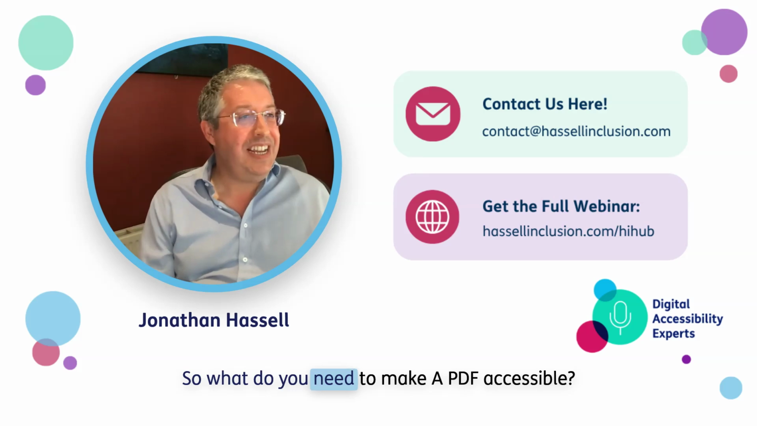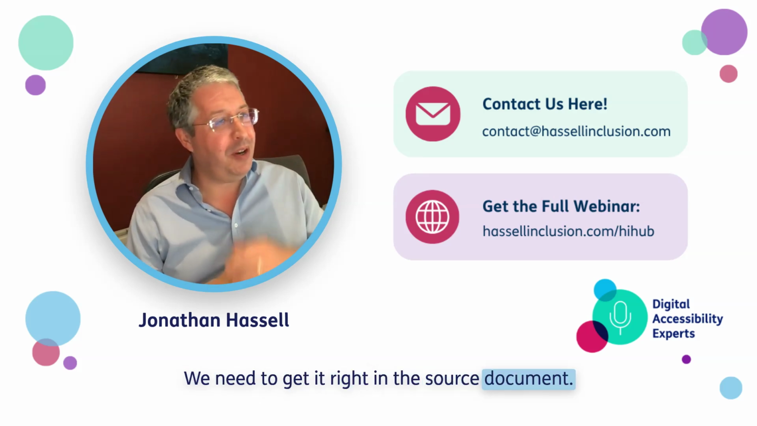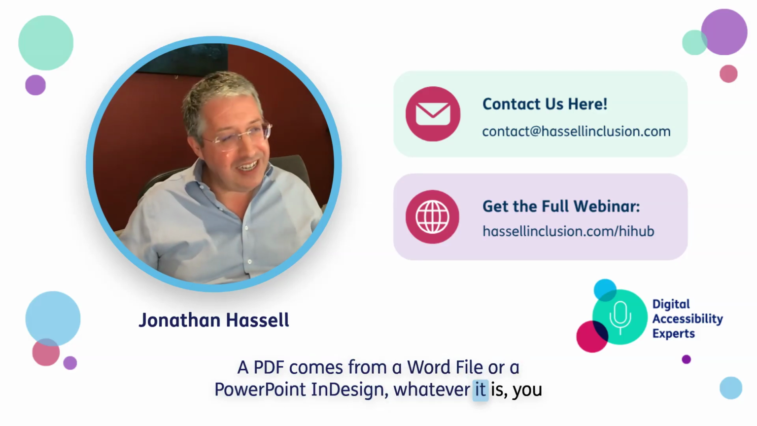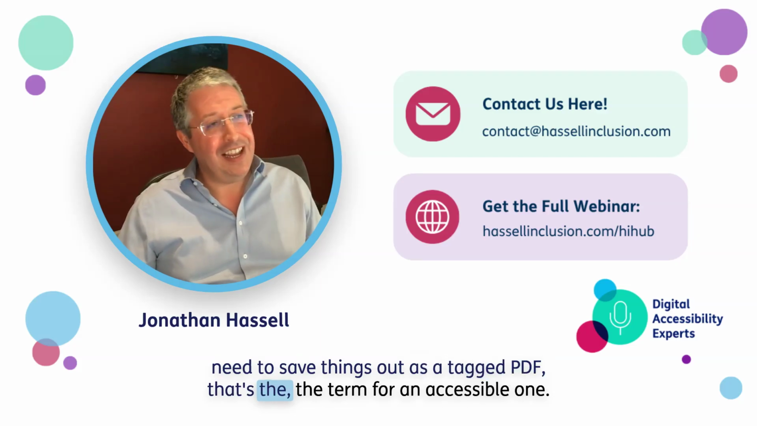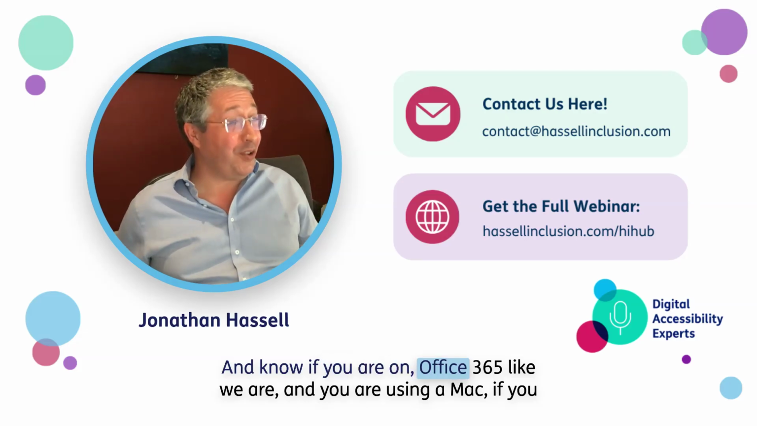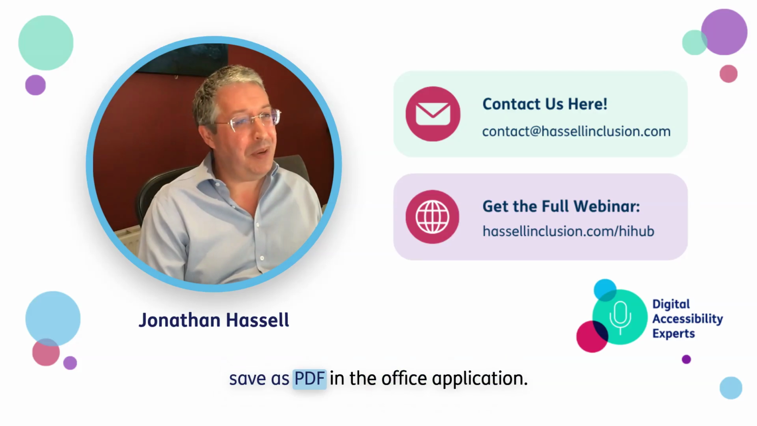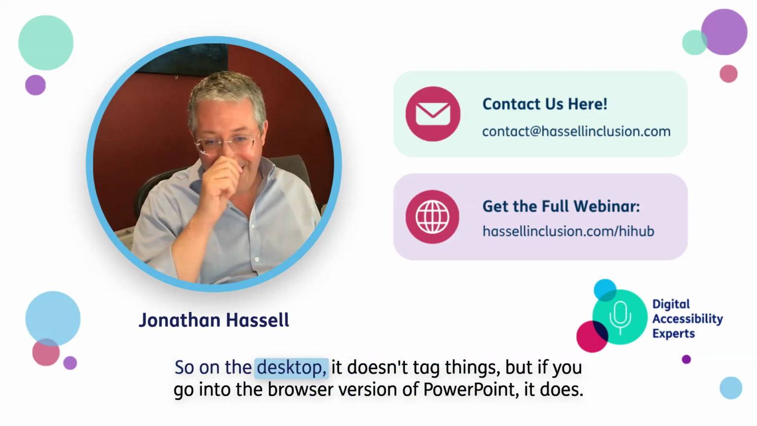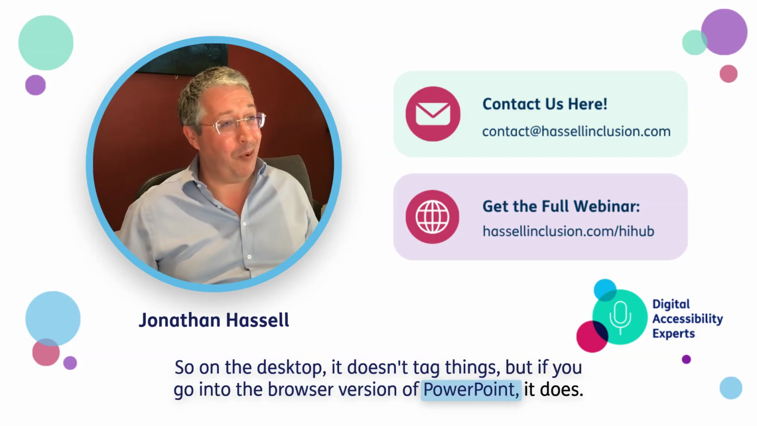So what do you need to make a PDF accessible? We need to get it right in the source document. A PDF comes from a Word file or a PowerPoint, InDesign, whatever it is. You need to save things out as a tagged PDF. That's the term for an accessible one. And note, if you're on Office 365 like we are and you're using a Mac, if you save as PDF in the Office application, so on the desktop, it doesn't tag things. But if you go into the browser version of PowerPoint, it does.